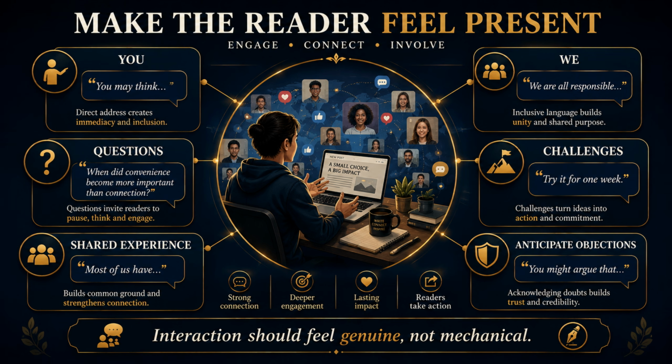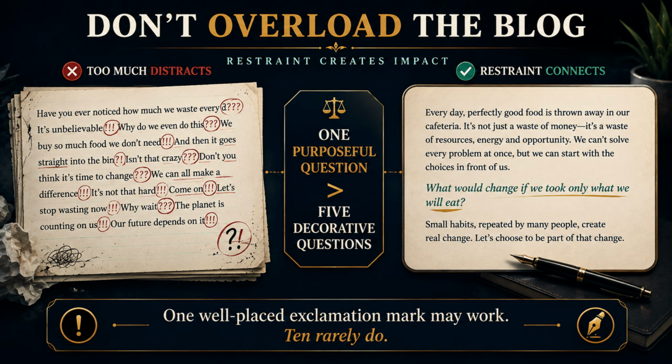And through anticipation of objections: you might argue that avoiding fast fashion is unrealistic for students on limited budgets, and that is a fair concern. That final technique is particularly powerful because it creates the impression of genuine dialogue with readers. But reader engagement should not become mechanical. A paragraph containing 5 rhetorical questions in succession usually sounds artificial. Use rhetorical features when they help the communication.